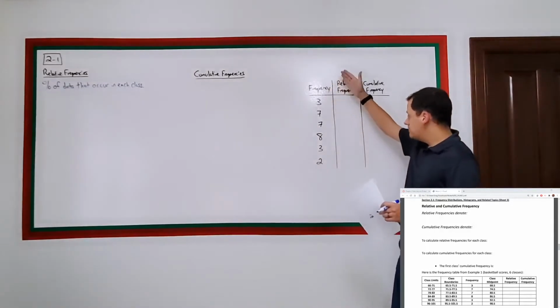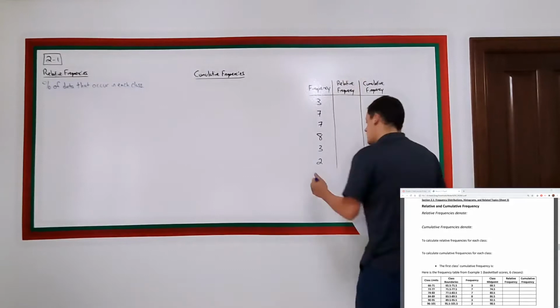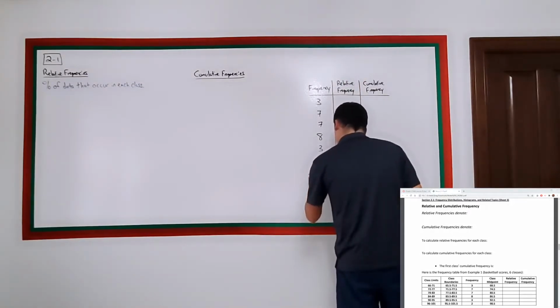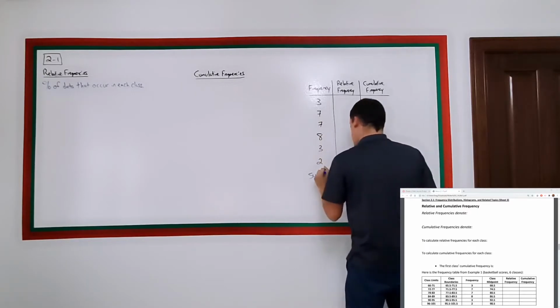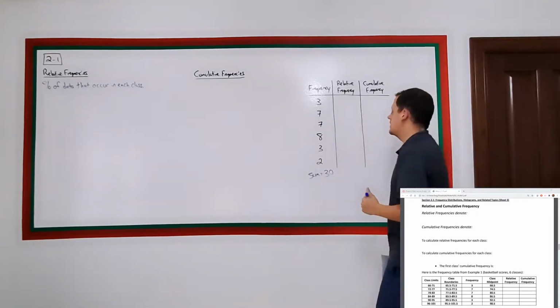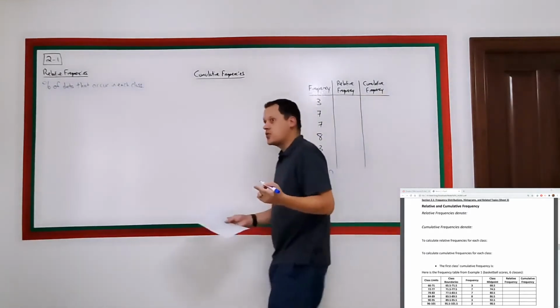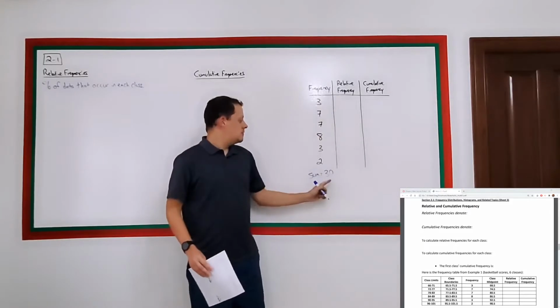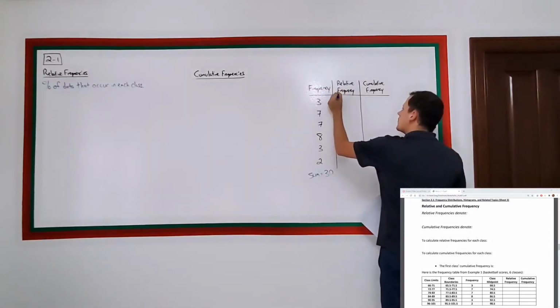So to find out how many data values are in this data set, we just add up all the frequencies. So that's 10, 20, 30. There are 30 values total in this data set. So to calculate the first relative frequency, we're just going to take 3 over 30. So 3 over 30 equals 0.1.